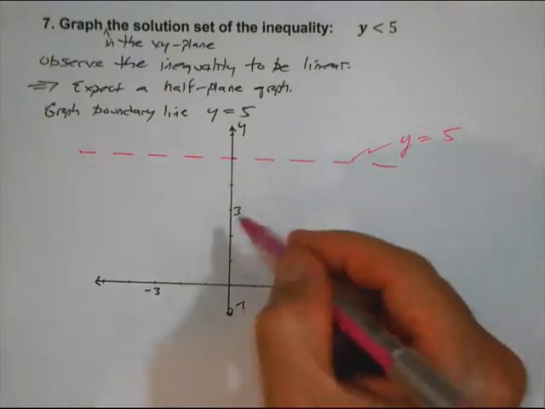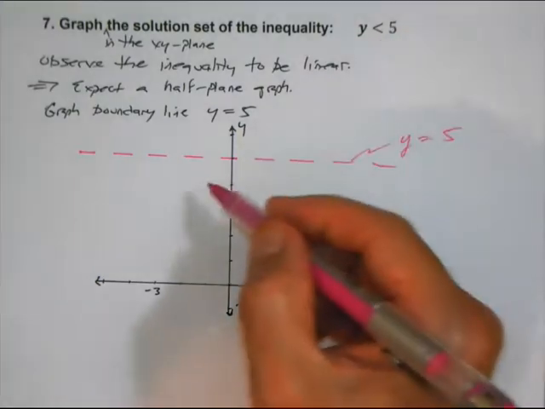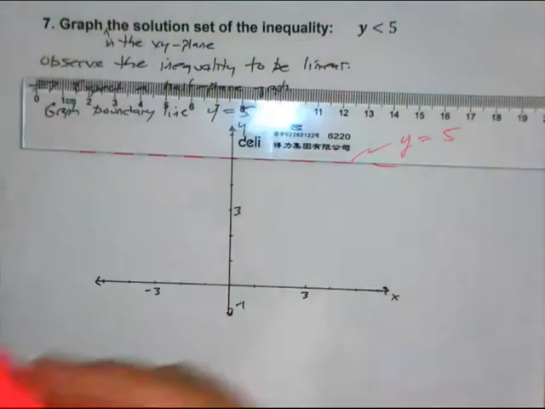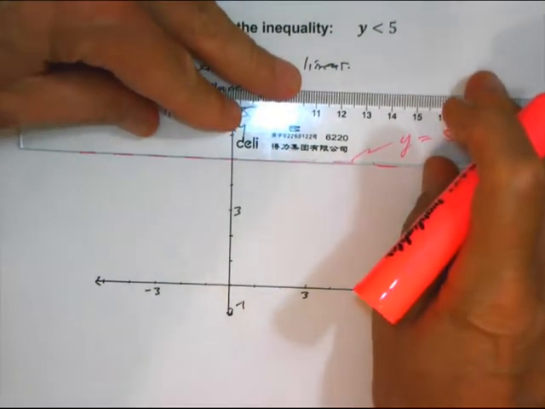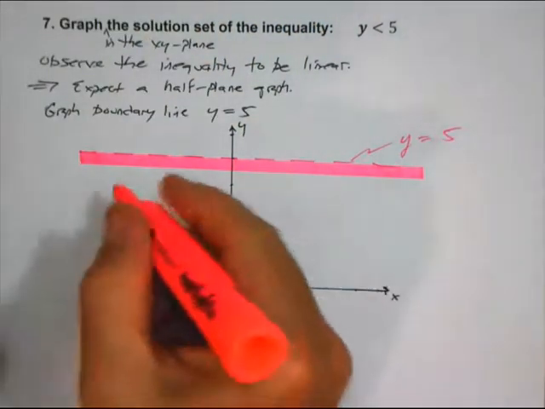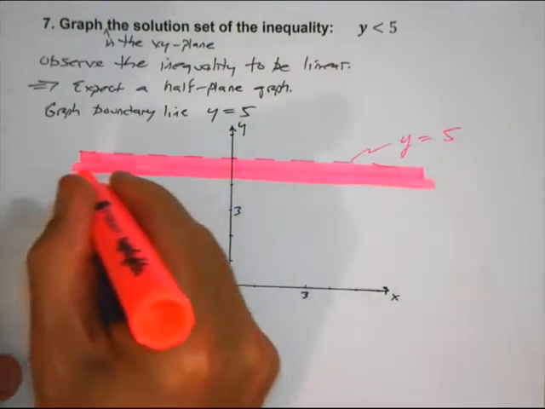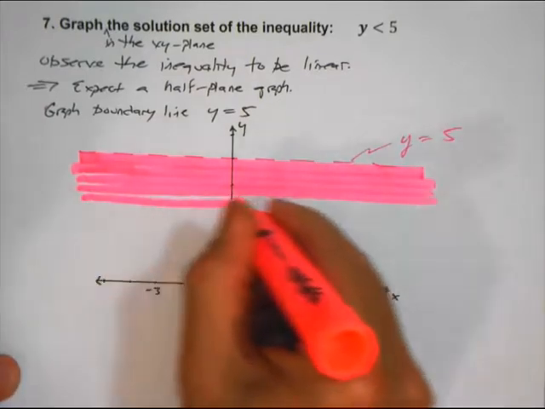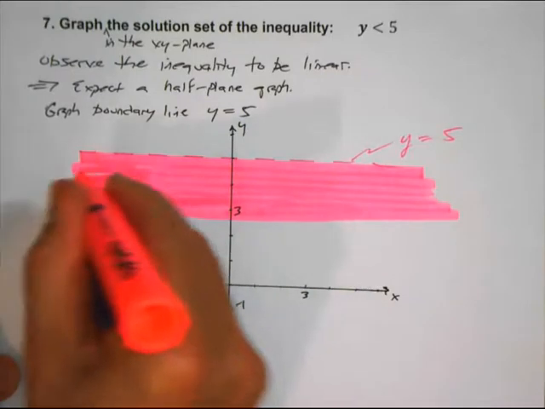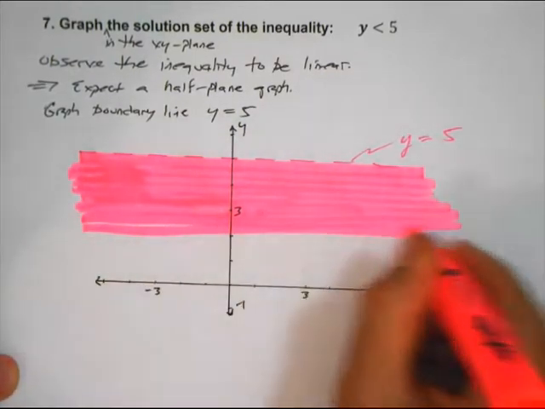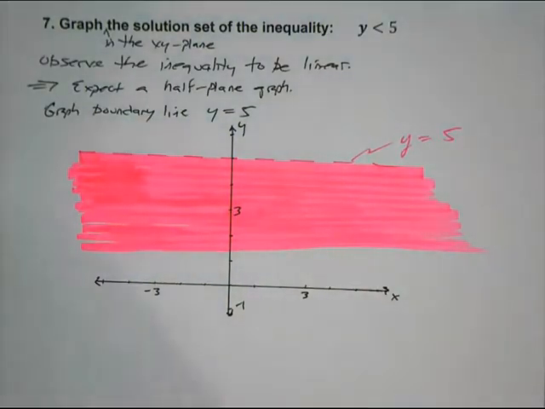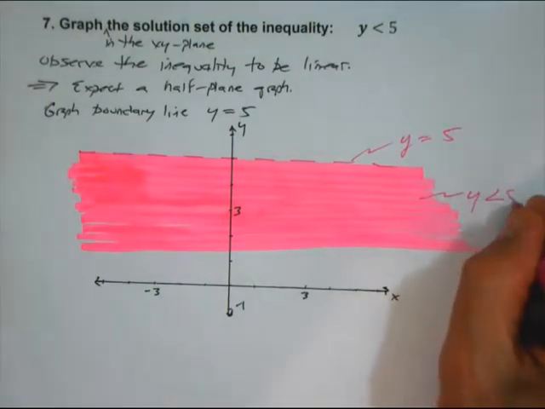Now as far as shading goes, this time sort of by inspection, if the y is to be less than 5, that's everything below this line, and we can label here y less than 5.